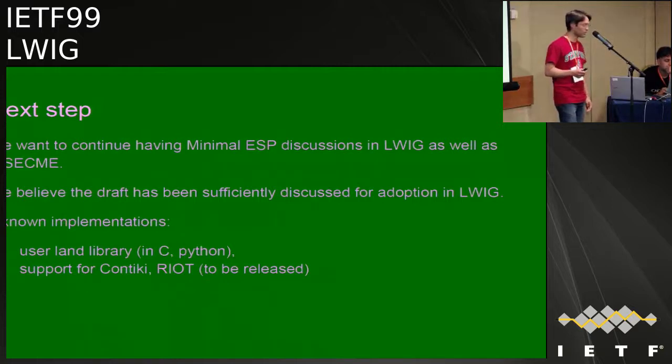And that's about all we did. We received some additional comments we will address in a further version. And we would like to continue this draft in this working group, but in collaboration with IPsecME. There are some known implementations: a user-land library in C, Python, and we have some support in Contiki, RIOT, and you will see later an implementation of this minimal IKE for group.